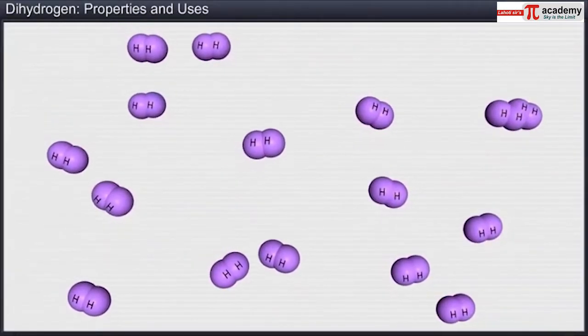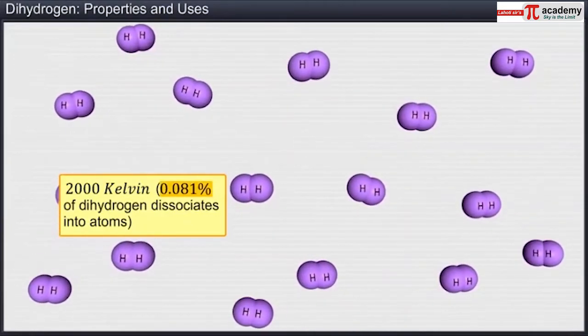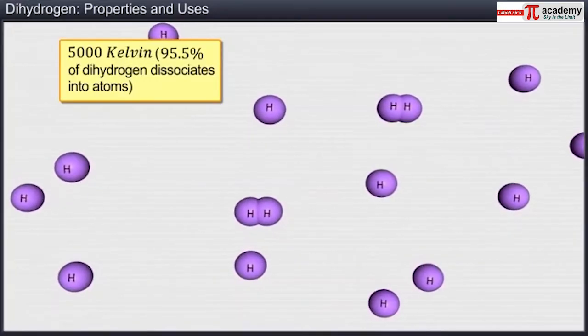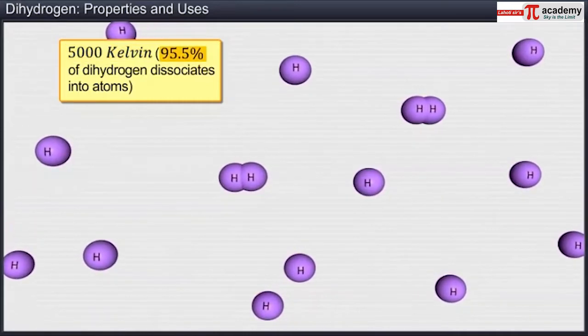For example, at 2000 Kelvin, only 0.081% of dihydrogen dissociates into hydrogen atoms. Only at a high temperature of 5000 Kelvin, we get almost 95.5% dissociation of dihydrogen molecules into its atoms.